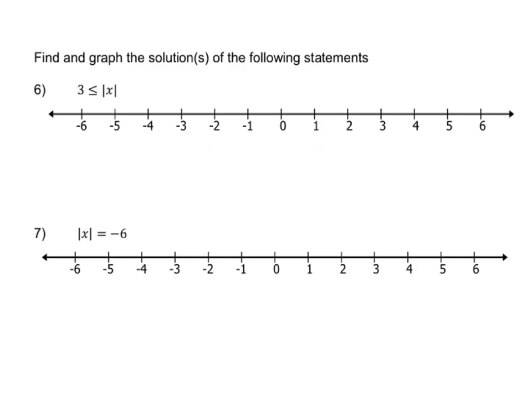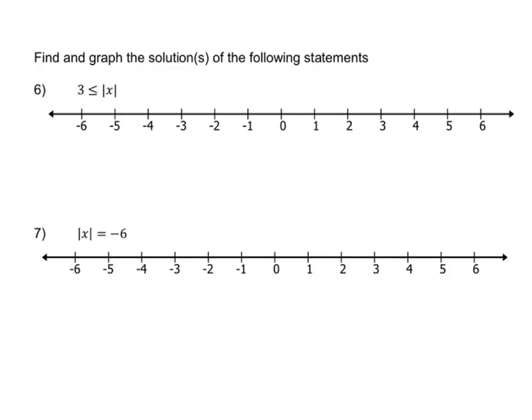Alright, 2 more. Okay, so again, I'm going to have you pause and try these on your own. One quick tip. For number 6, if you have something like this, it says 3 is less than or equal to the absolute value of x. It'd probably be a good idea to think about another way to write that.